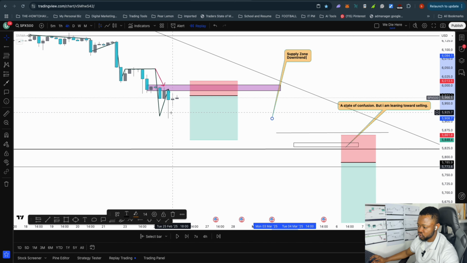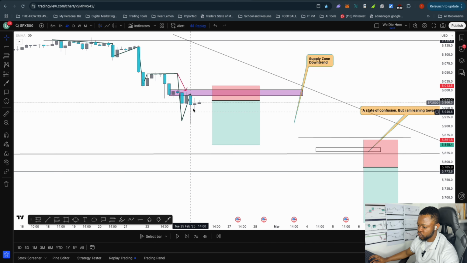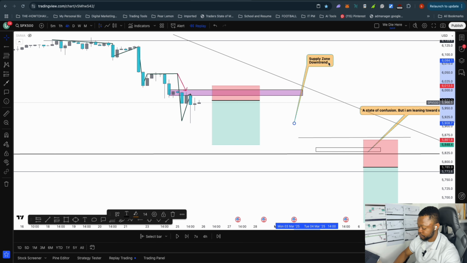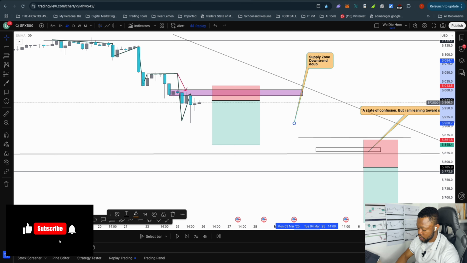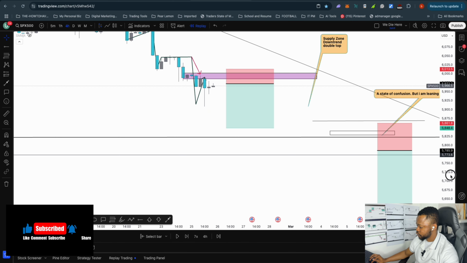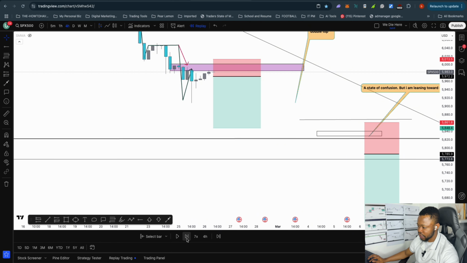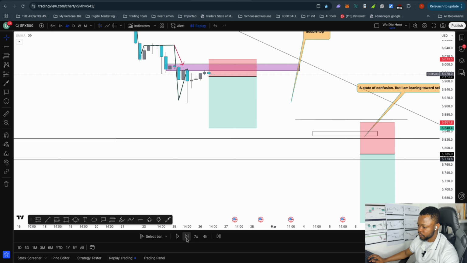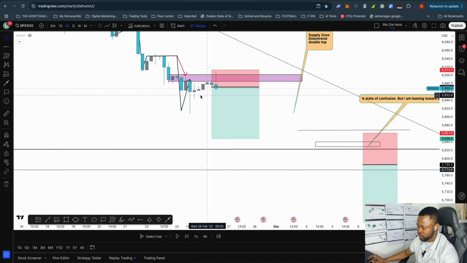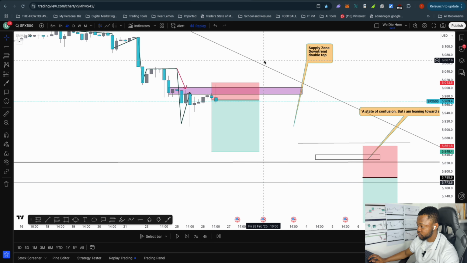Aside from those two things, all we need to do now is wait patiently for price to come back here, so it gives us our double top formation. You can see how price went back to create that double top that we are looking for right here. As soon as price did this, I was ready to go short.